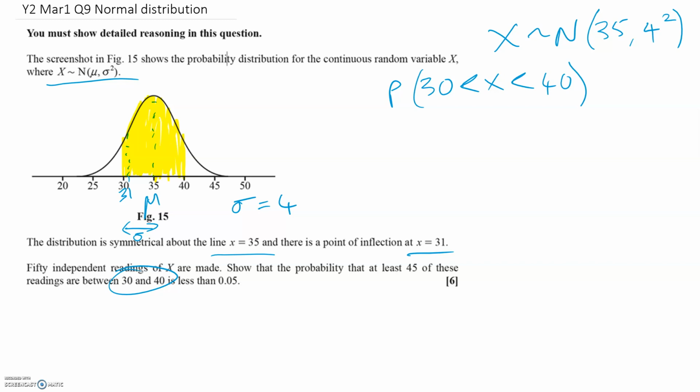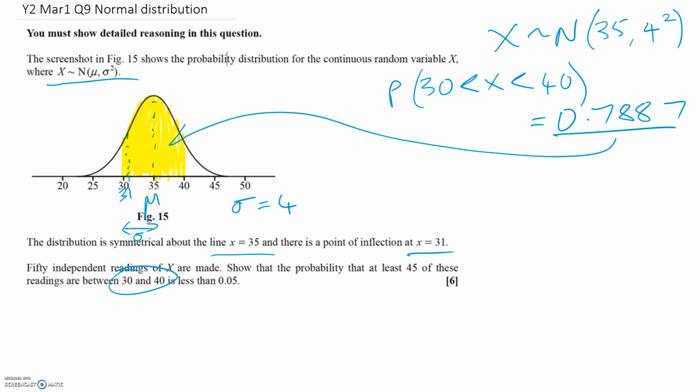So if you use your calculator to do that using the cumulative normal distribution, that should work out as 0.7887 to 4 decimal places. So that's the probability of getting a value between 30 and 40 in this distribution.